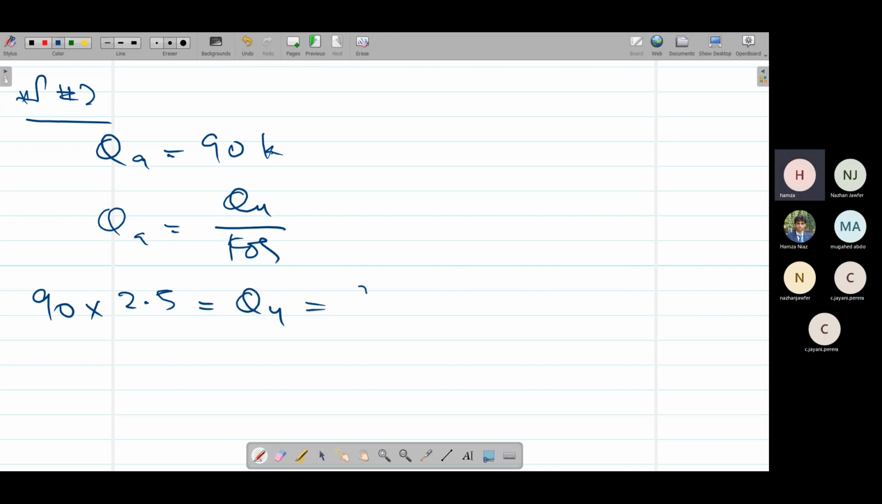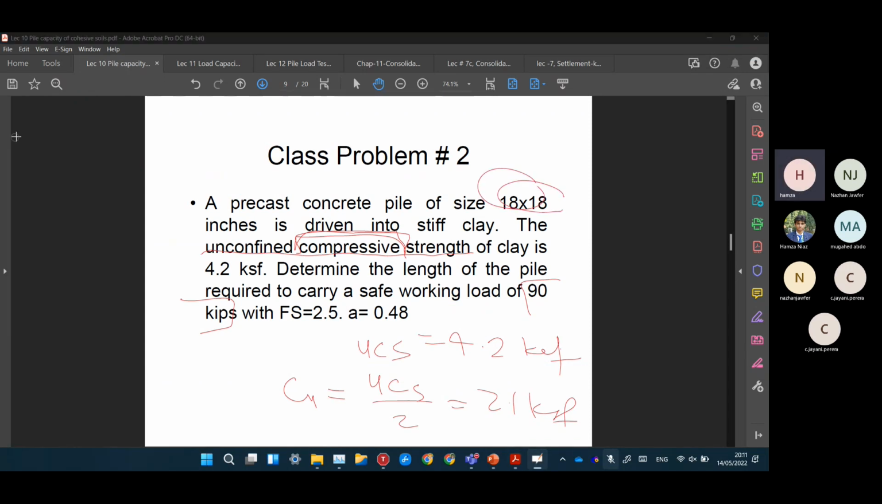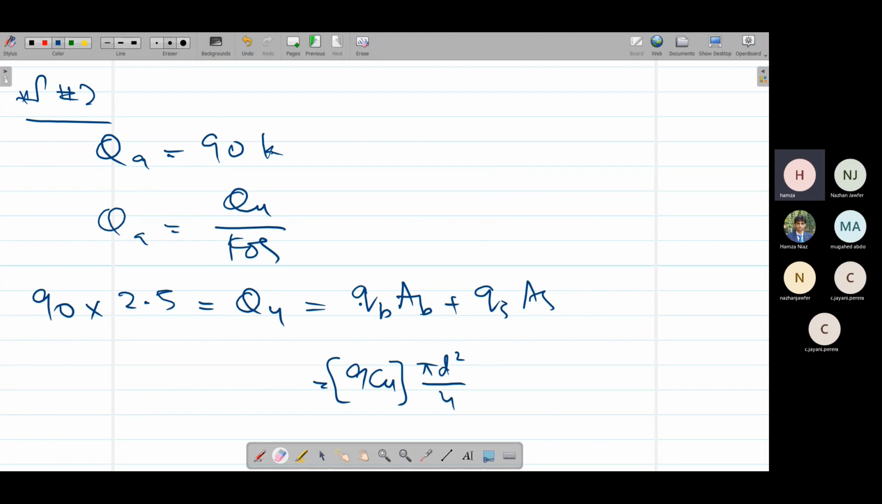We know this Q ultimate as QBAB plus QSAS, where QB is 9 times Cu, 9 times 2.1 KSF, and AB is pi d squared over 4. The d value is given in this question, 18 by 18. This means this is not a circular pile. They have given the pile as 18 by 18, that means 1.5 feet by 1.5 feet. This is a square pile. So the area of the square pile would simply be 1.5 times 1.5.